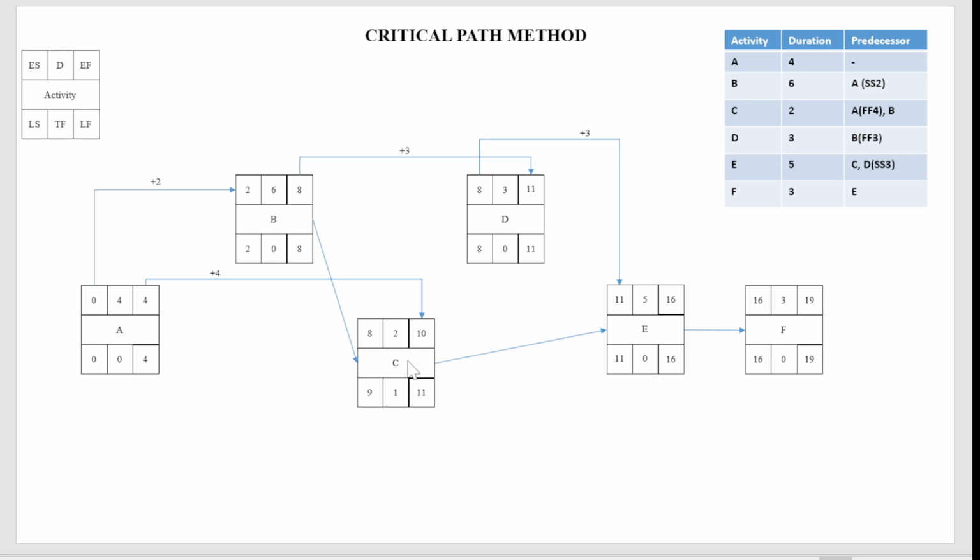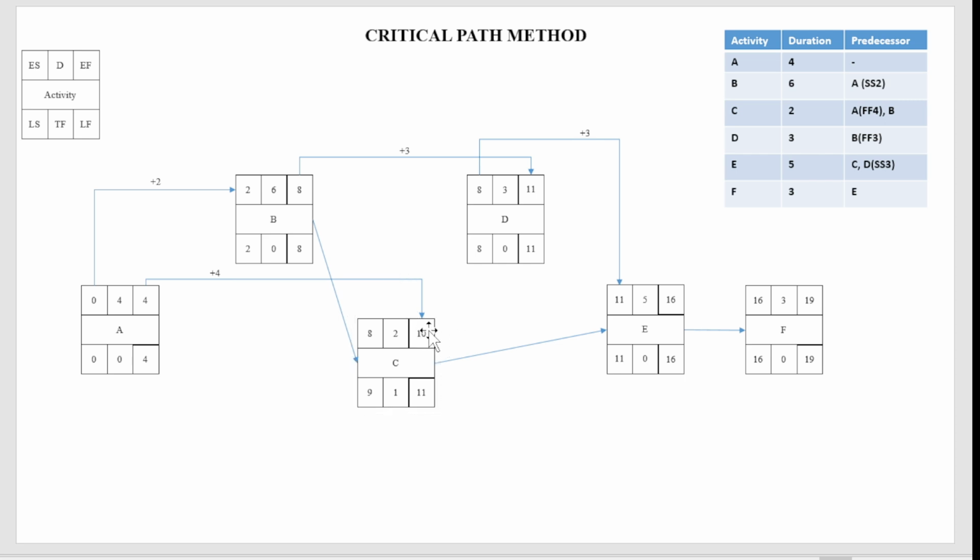Now activity C has finish to start relationship with B and finish to finish relationship with A. In this case you need to consider how you can get the higher value, because forward pass means higher. Now just see an example. For example, if you had considered A, from C to A, 4 plus 4 will be 8. You will get 8 finish.